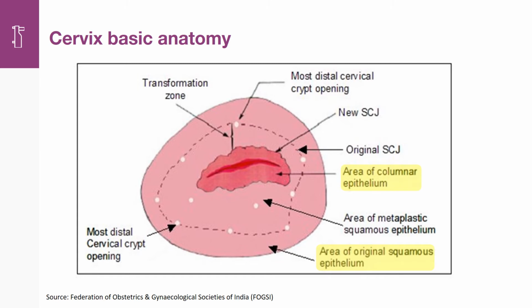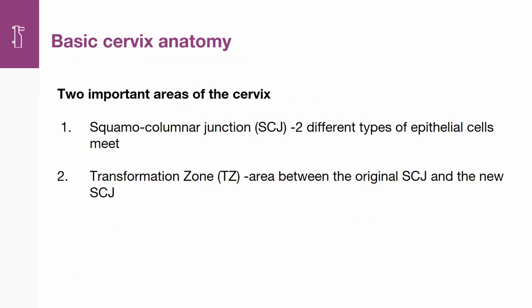These cells are not fully differentiated. Throughout a woman's lifespan, some of the columnar cells transform to become squamous cells. The area on which this transformation occurs is called the transformation zone. The place where the transformation zone meets homogeneous squamous or columnar cells is called the SCJ, the squamo-columnar junction. The new SCJ is where the transformation zone meets squamous cells, and the original SCJ is where it meets columnar cells. So to summarize, there are two important regions we need to remember, the SCJ and the transformation zone.